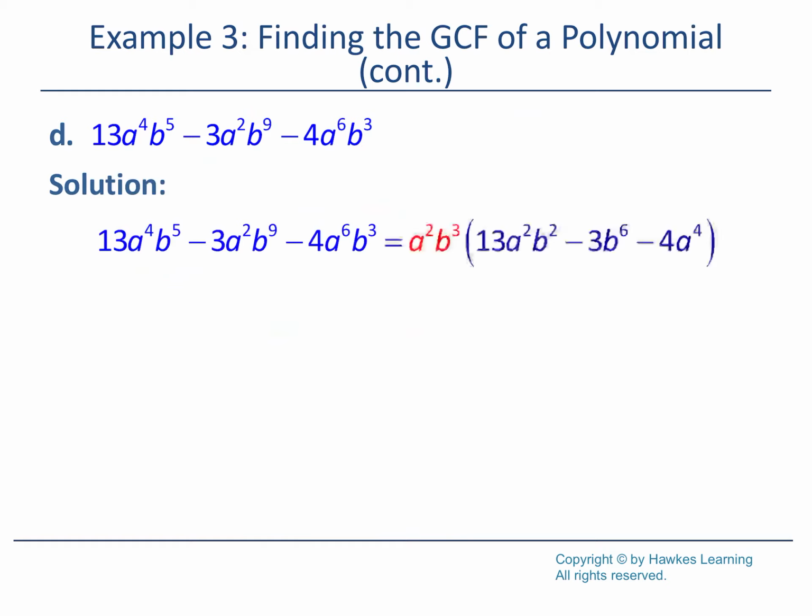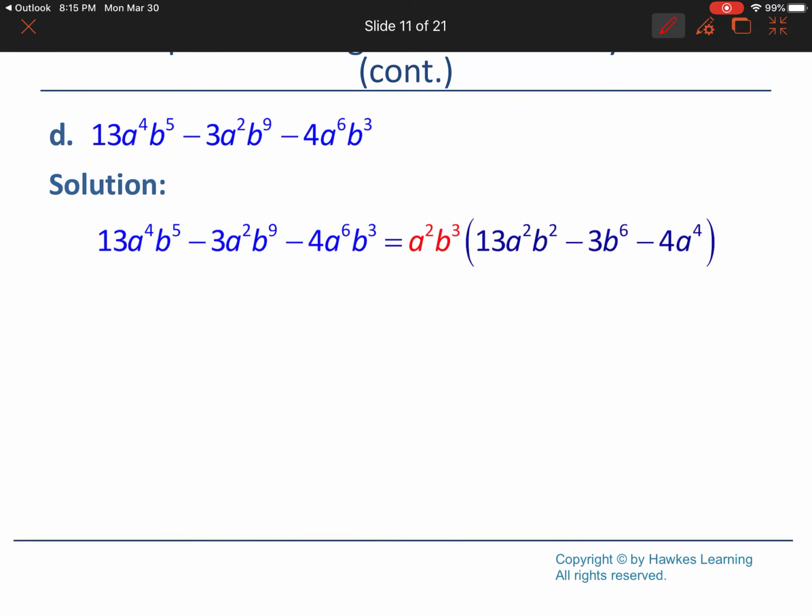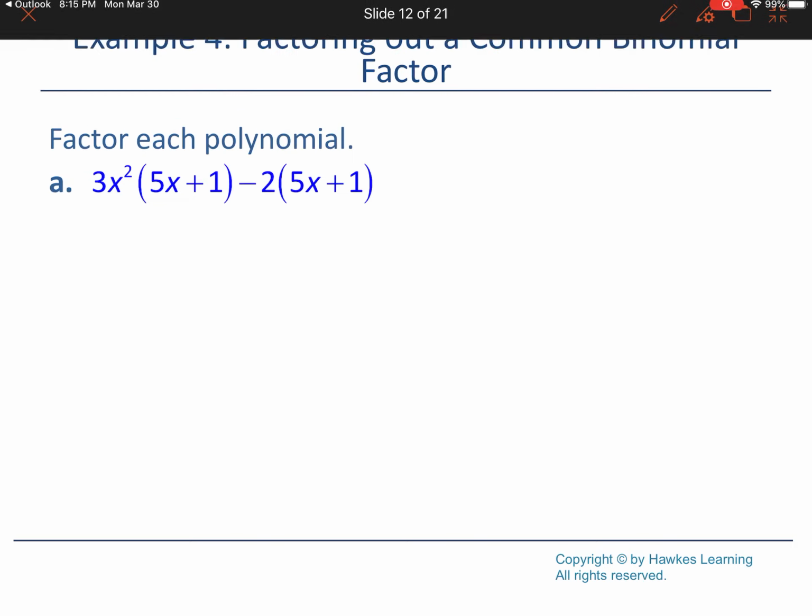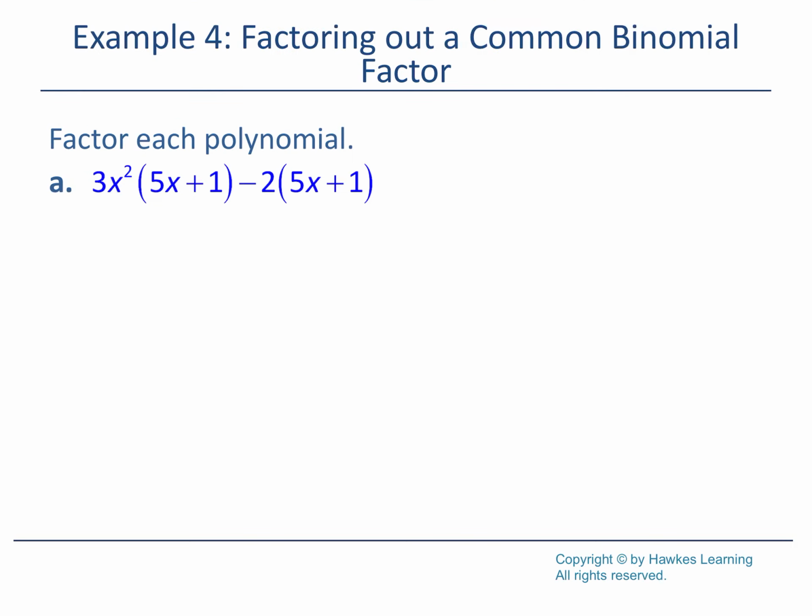And here's our solution. Hopefully you found the a squared b cubed. So these are a lot of b's here, right? And a lot of a's, but the smallest exponent on the a's is an a squared. And so that is the one that's common. And the smallest of the b's is b cubed, so that is the one that's common. And we end up with 3 terms left, right?